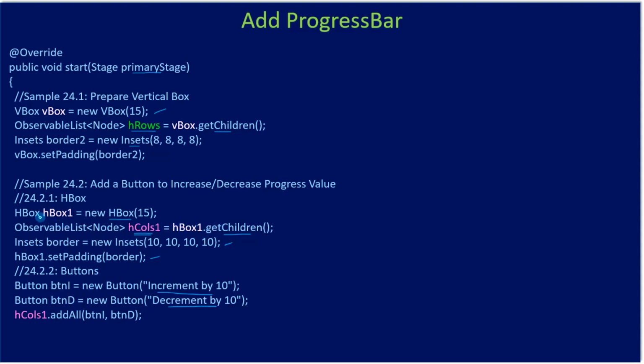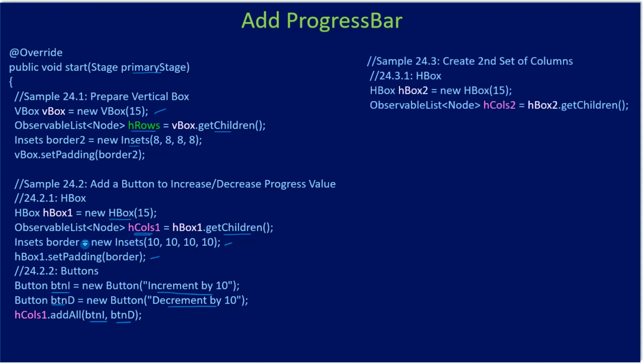hcols is a horizontal box. Remember, we have a vertical box also. Here in the horizontal box we are adding two button controls. This is the hcols that addAll btnI and btnD. btnI stands for button increment and btnD for button decrement. So we already created these, and we are adding them to the HBox 1.